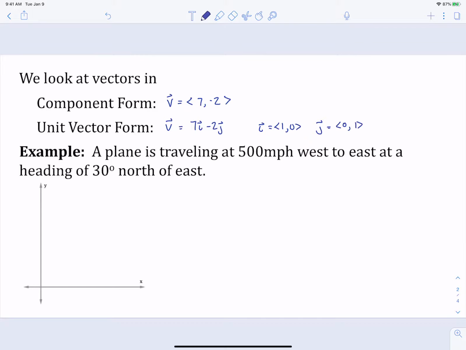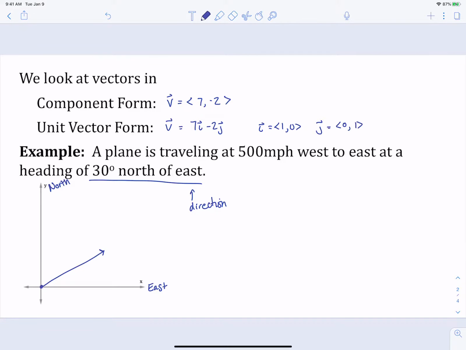So we've got a plane traveling at 500 miles per hour west to east at a heading of 30 degrees north of east. Remember that we talked in the last video about setting up your x-axis as east and west, and your y-axis as north and south. So we're starting here at the origin, and we're going to go out east, but we're being told that we're at a heading of 30 degrees north of east. So this is really telling us our direction.